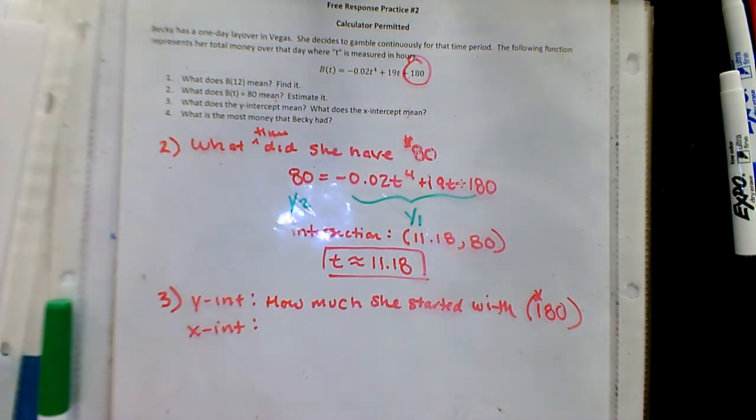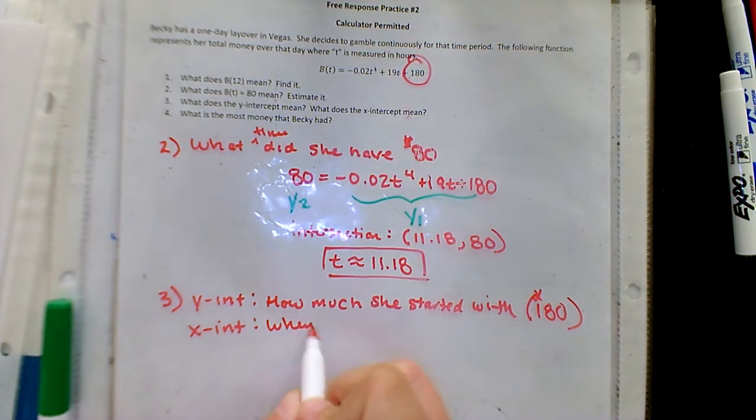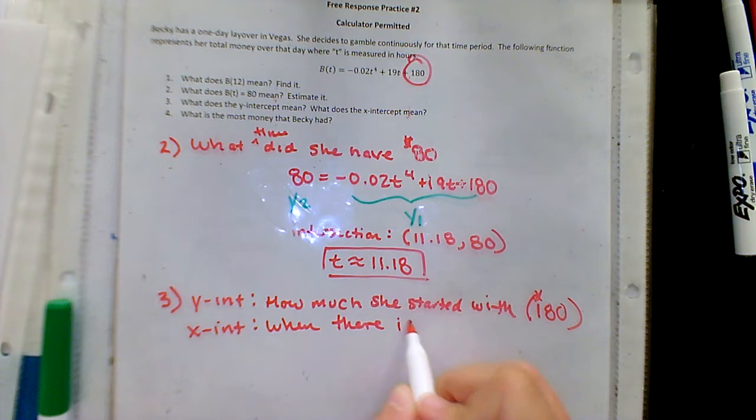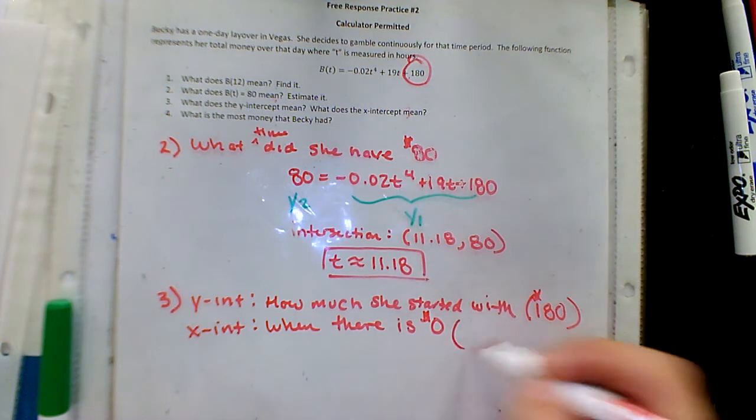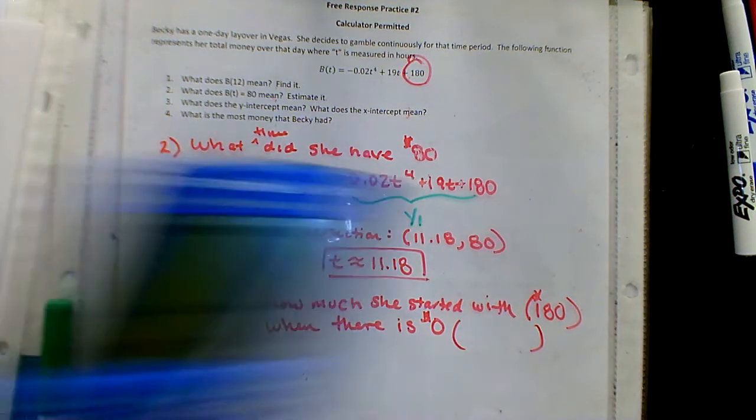What do you think, Blair? It's like when she had no money left. When there is $0. Okay? Basically, how long did it take her to lose everything? And we're going to try to estimate that.